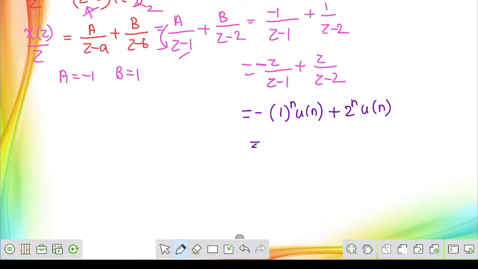Suppose in the options it is given, the first one is right sided. Right sided means that, and the second one is left sided, minus 2 power n into u of minus n minus 1. Like that, you can write down the final answer. But while applying partial fraction, you have to carefully remember that you must hide one z on the left hand side. Otherwise, definitely it may lead to losing your score.